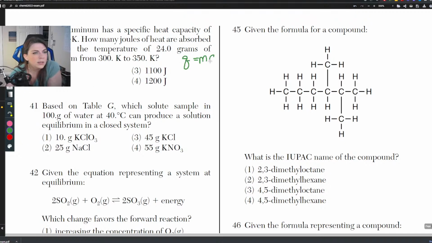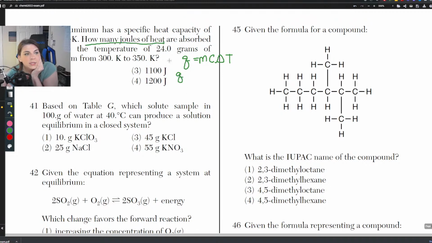Q equals MC delta T. That is on Table T of the reference tables. You go there anytime you have to do math. It's the only table for math problems. Q is the amount of heat, which is what we're looking for. It asks us how many joules of heat, so I'm going to leave Q.